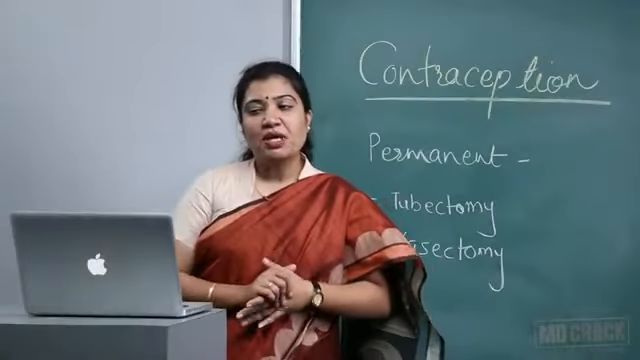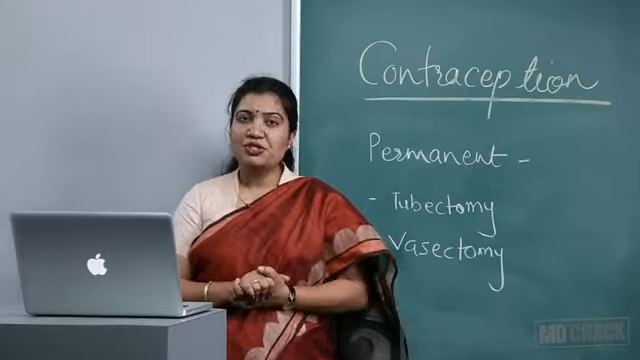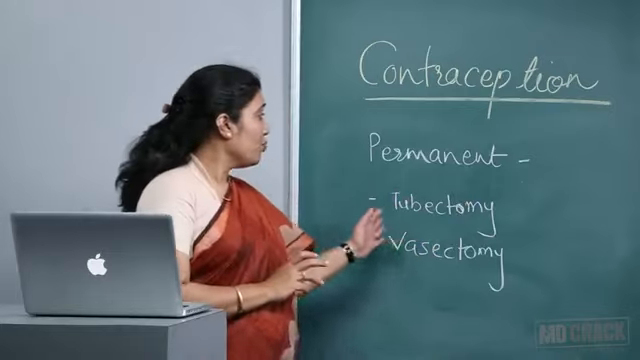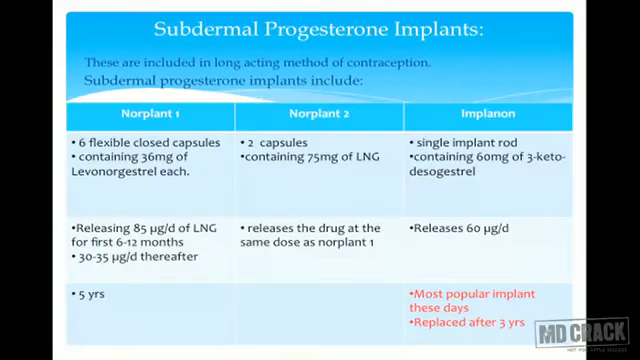Welcome back, friends. Let's finish the last type of temporary method of sterilization, that is implants, and then we'll move on to the permanent methods of sterilization. Subdermal progesterone implants: Norplant 1, Norplant 2, Implanon. Norplant 1 has 6 rods, Norplant 2 has 2 rods, and Implanon has a single rod. They release LNG. The most popular implant nowadays is Implanon, and it can be replaced after 3 years.